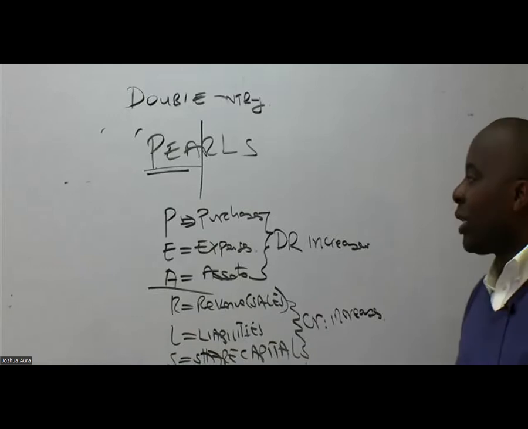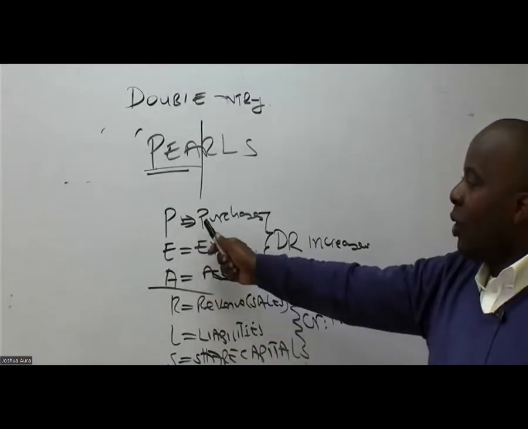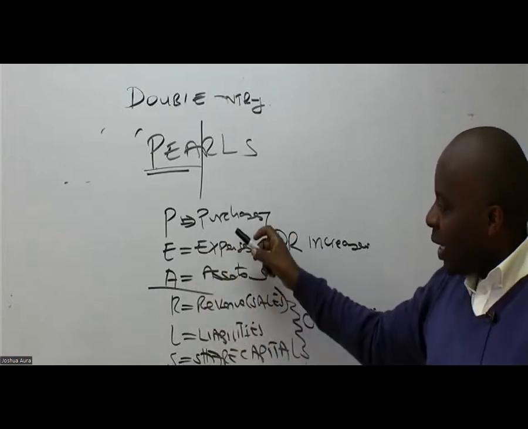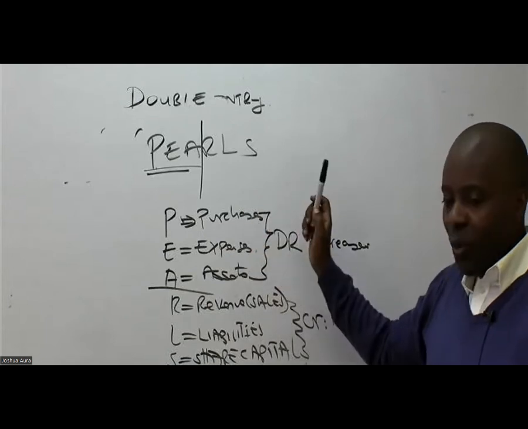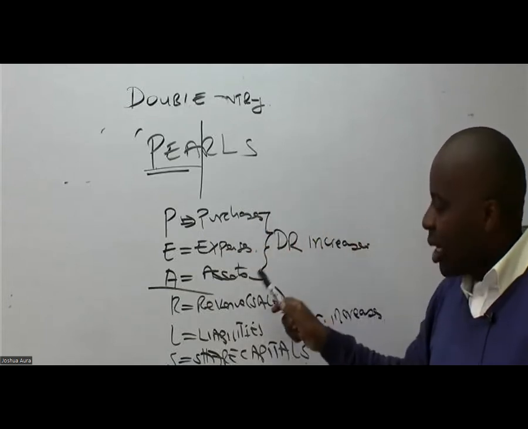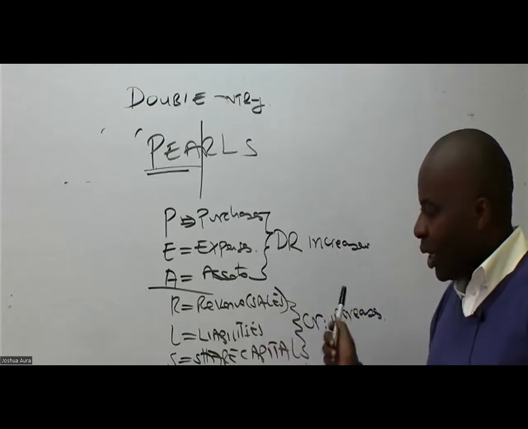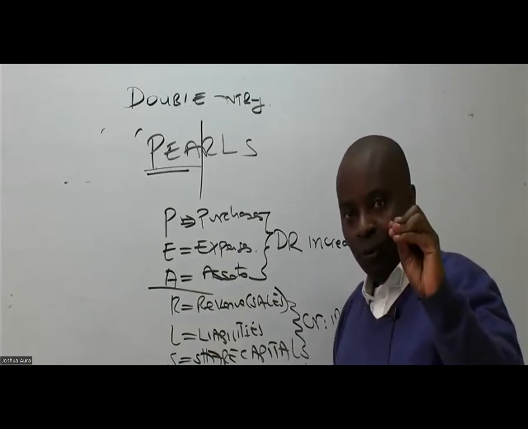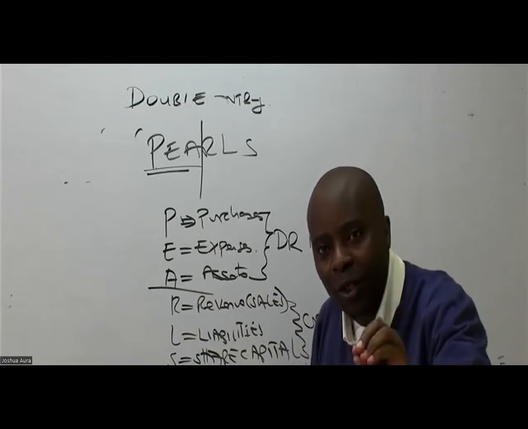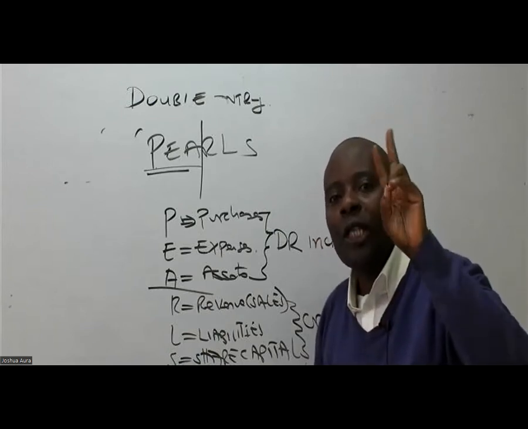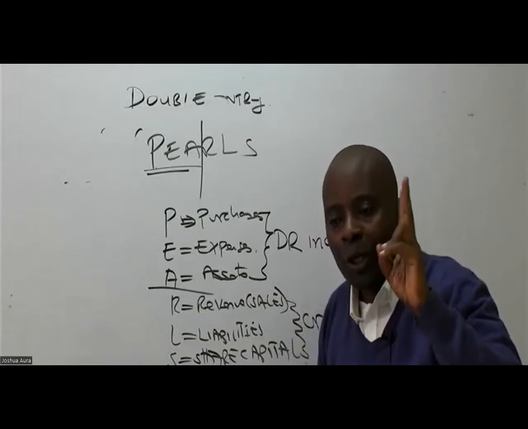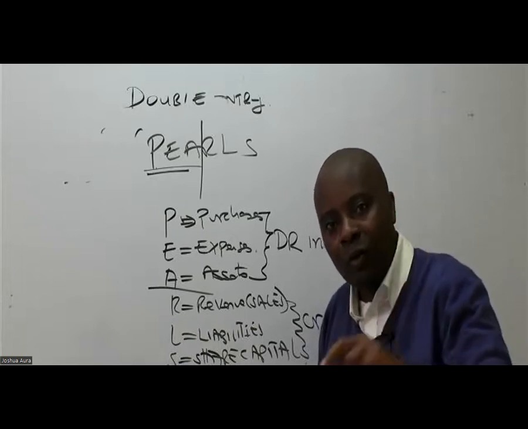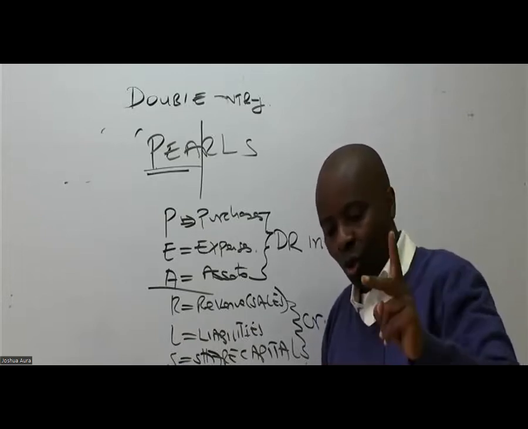So what have we said for these three accounts? Whenever you have purchases, expenses, or assets, any of these accounts going up, we shall always be debiting. These other three accounts, we shall always be crediting. Now, what have we said about double entry? Double means two. Every business transaction involving money must always be entered into two corresponding accounts.